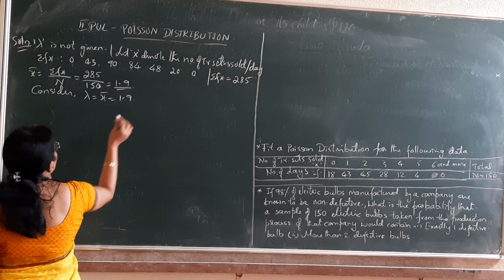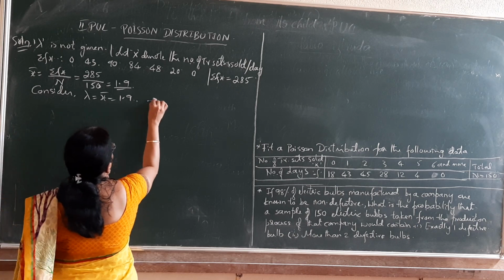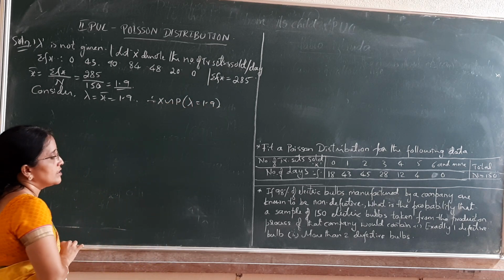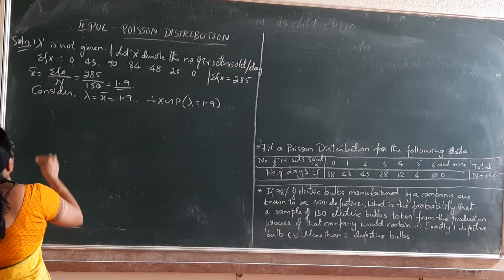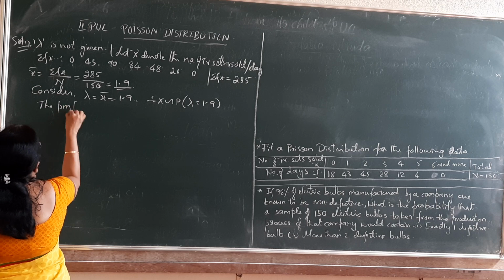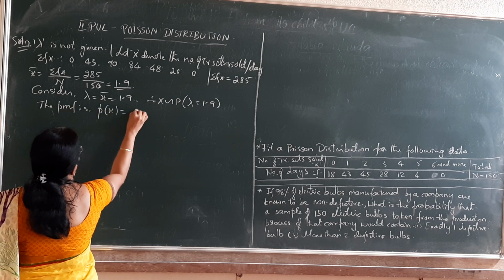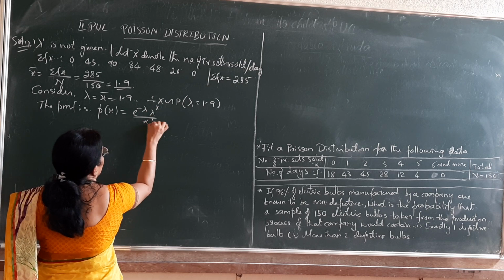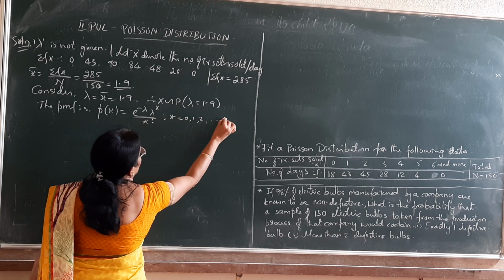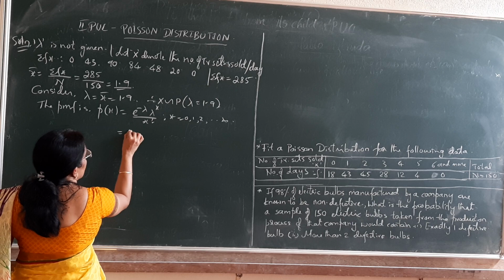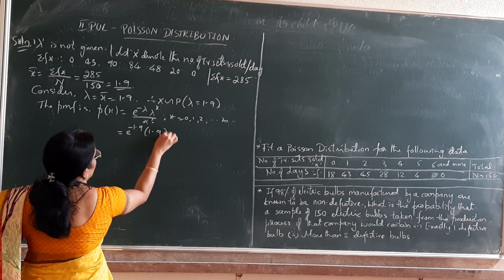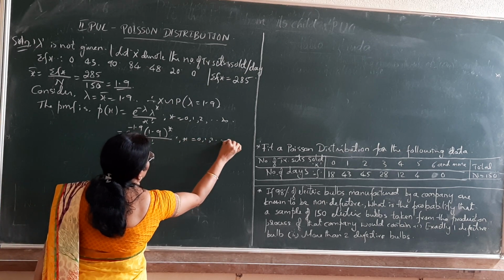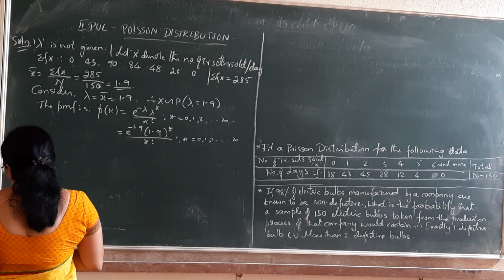Therefore x follows Poisson in bracket lambda equal to 1.9. So mention the distribution with the value of the parameter. After that, write the probability mass function. The probability mass function is p of x equal to e power minus lambda, lambda power x divided by x factorial, x is equal to 0, 1, 2 up to infinity, which is equal to e power minus 1.9, 1.9 power x divided by x factorial, x is equal to 0, 1, 2 up to infinity. This is the probability mass function.